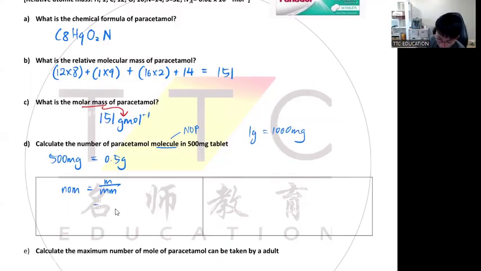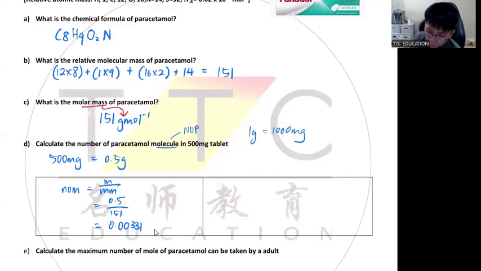Then you put in the number 0.5 and the molar mass is 151. So you press the calculator, 0.5 divide 151. You get 0.00331. There are a lot of decimal places, so I take 3 significant figures or 4 significant figures. The more you take, the more accurate it is.